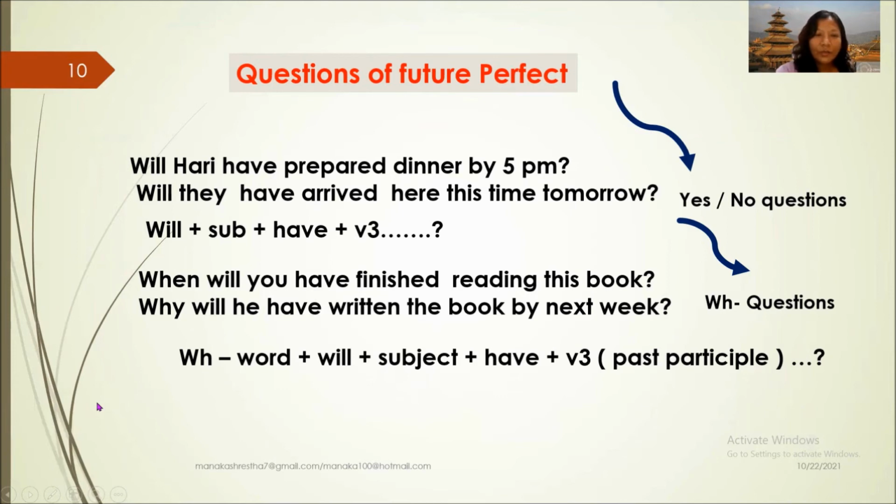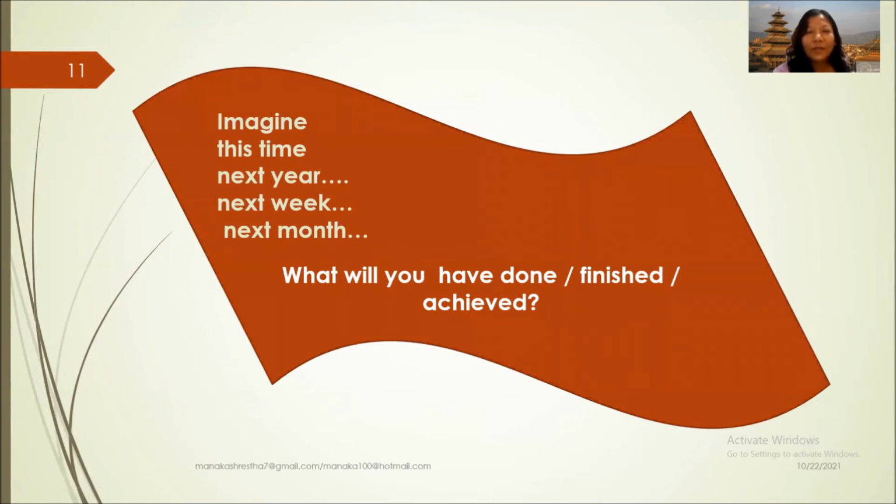So I think you know how to form questions, both wh-questions and yes/no questions. Now imagine this time next year, next week, next month: what will you have done, or what will you have finished, or what will you have achieved? This is the homework for you. I'm giving you some examples, then you can make your own sentences.